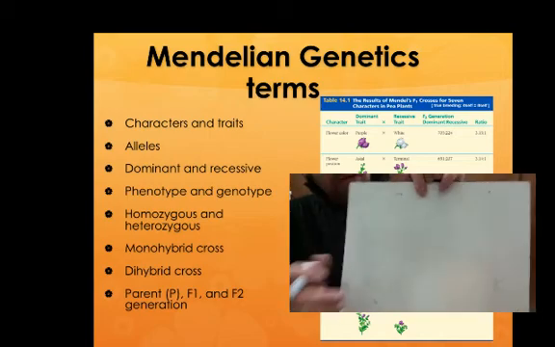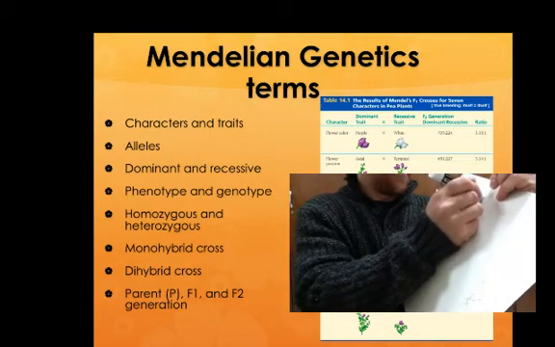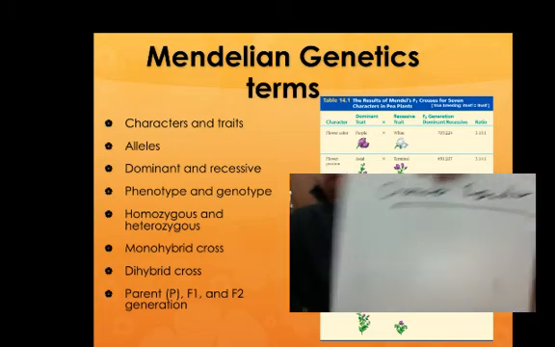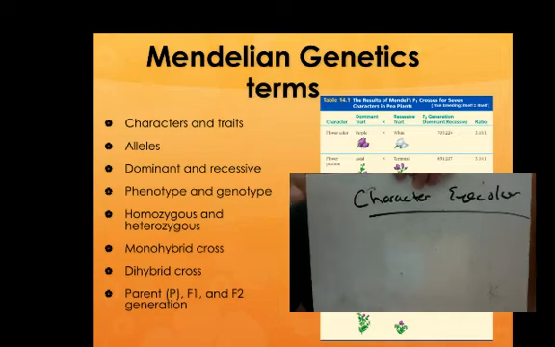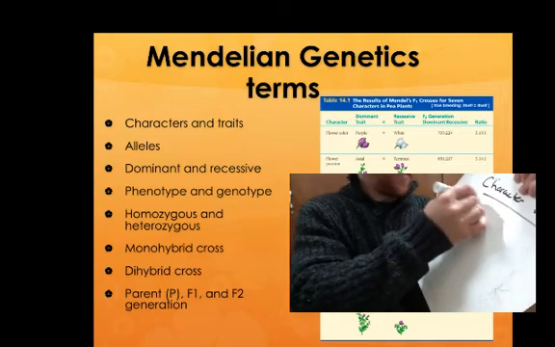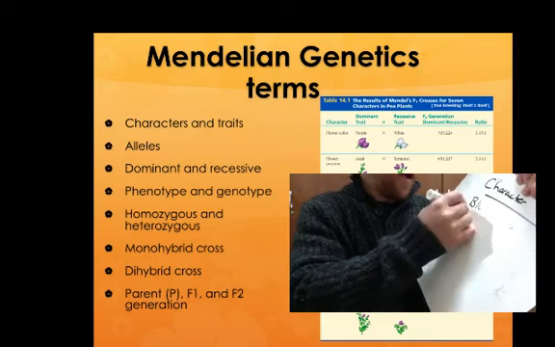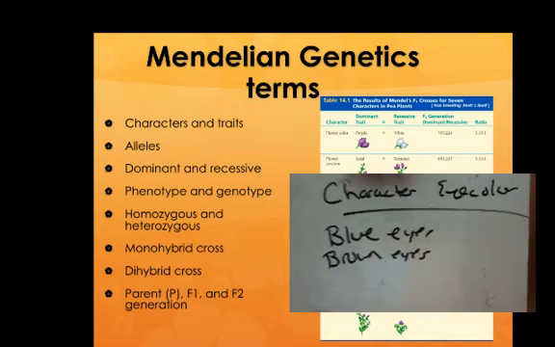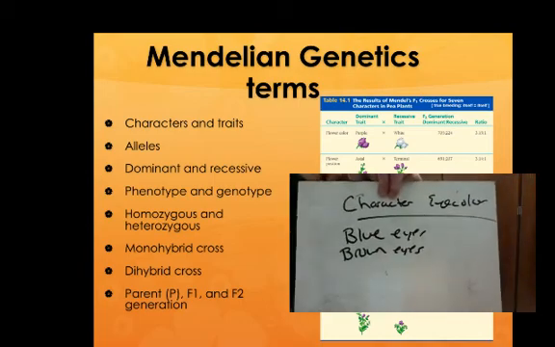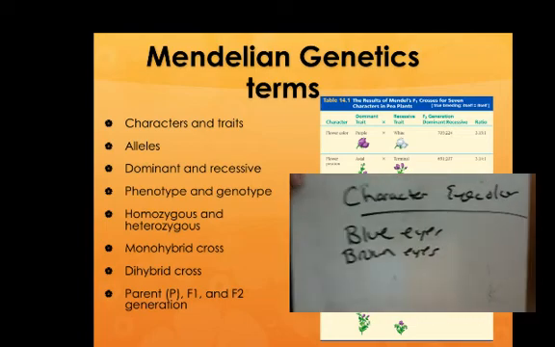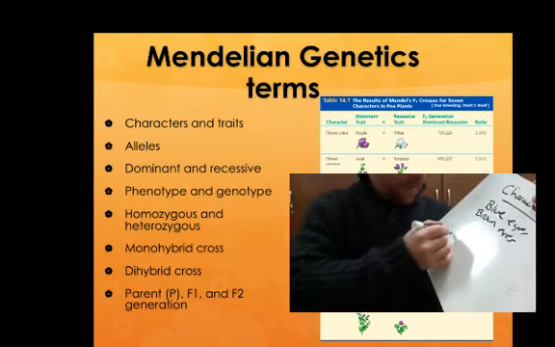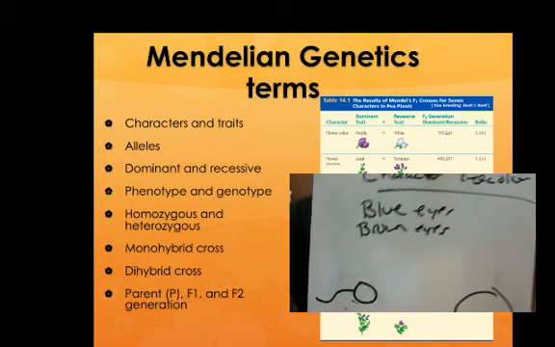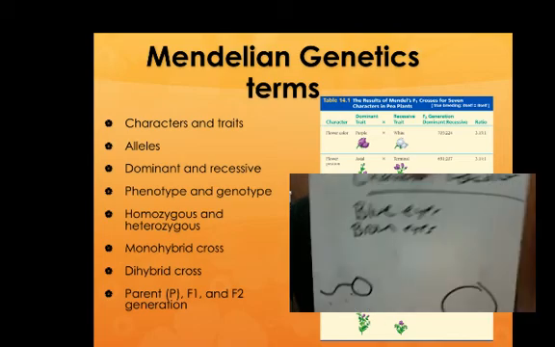So we're talking about homozygous and heterozygous, for example. Let's say we have a character of eye color. That's our character. Now we could have specific traits of the eye color. Let's make it easy: blue eyes and brown eyes. Let's say there's only two colors of eyes, which there's not. Now the traits of blue and brown eyes are controlled by alleles. It's important to understand that one of those alleles comes from the father, and one of those alleles comes from the mother. Remember the formation of gametes?